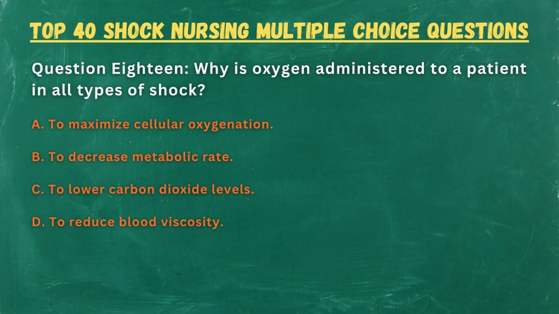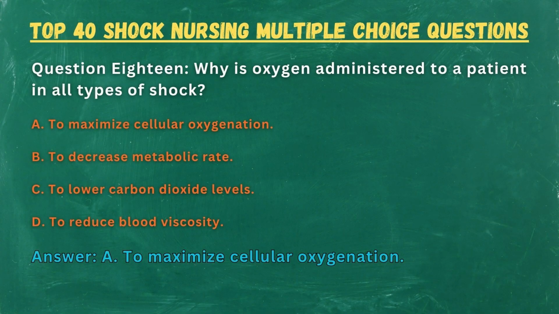Question 18. Why is oxygen administered to a patient in all types of shock? A. To maximize cellular oxygenation. B. To decrease metabolic rate. C. To lower carbon dioxide levels. D. To reduce blood viscosity. Answer: A. To maximize cellular oxygenation.